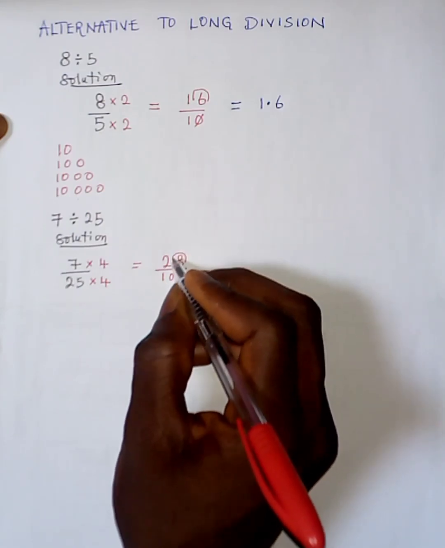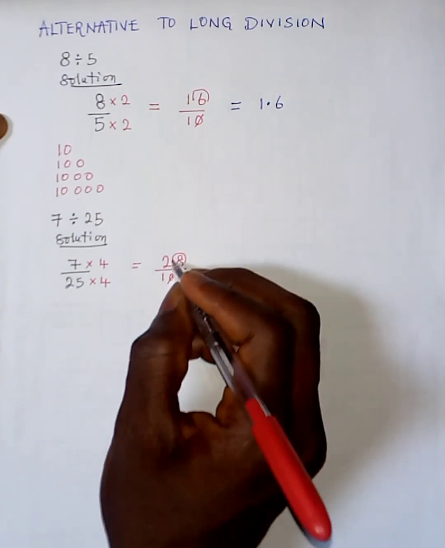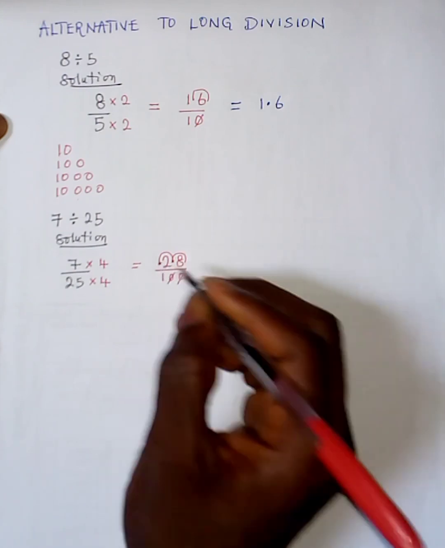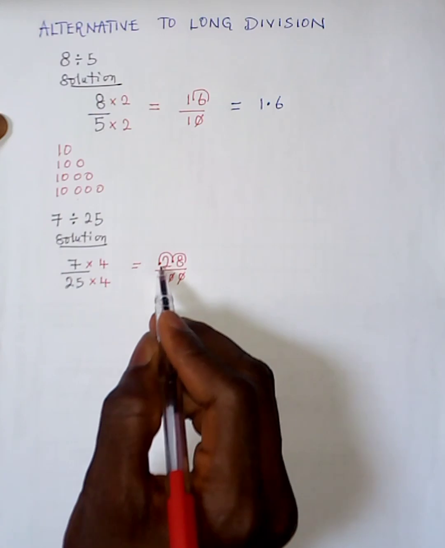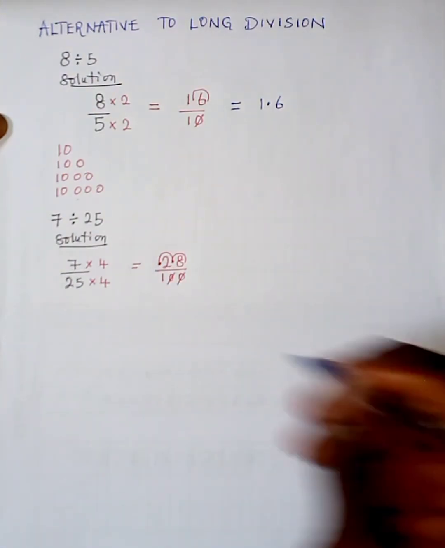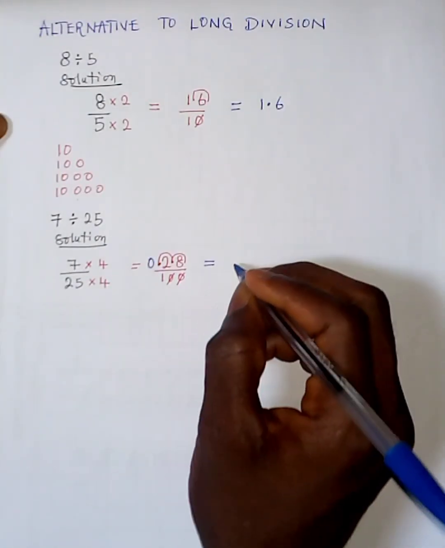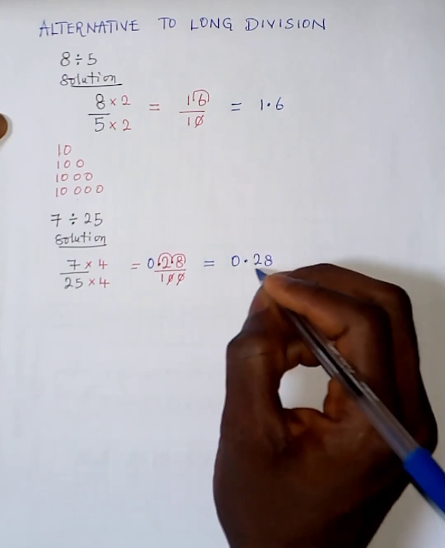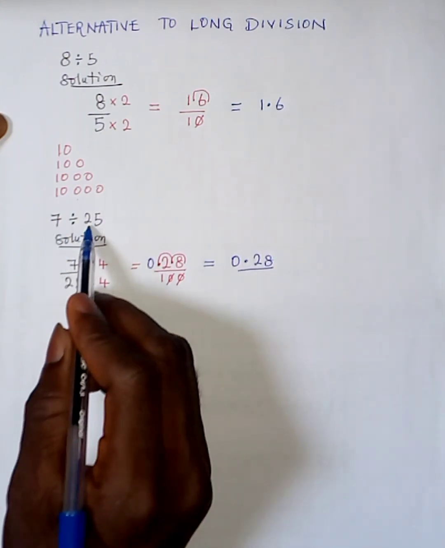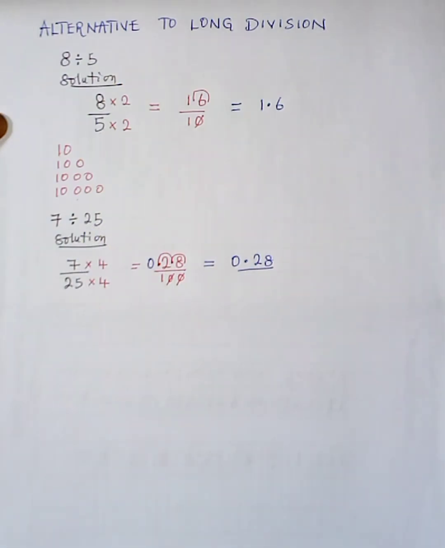Now, I just simply cancel the 0 and move invisible points backward. So I move 1 point here. The point is here now. But there is still one more 0. I cancel that as well, and the point moves to this place. Now the point is sitting here. When the point is sitting here, it means there is nothing before the point, and nothing before the point is the same thing as 0 before the point. Therefore, our answer is 0.28. Therefore, 7 divided by 25 is equal to 0.28.